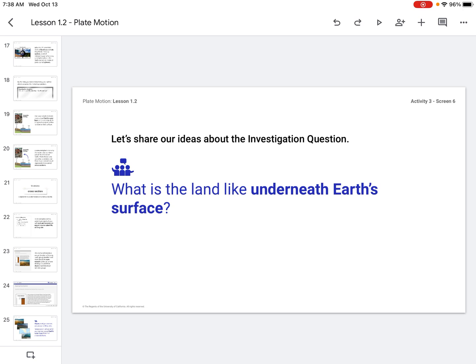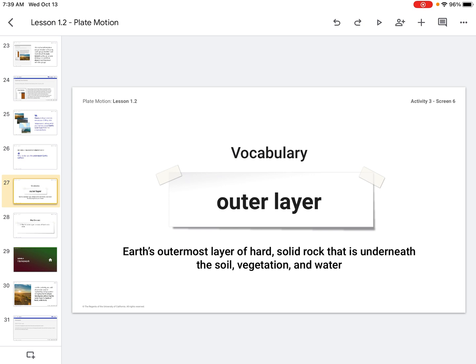And so, what is the land like underneath Earth's surface? I hope you say, underneath the surface of the Earth, the Earth's outer layer is hard, solid rock. Here's that vocabulary word, outer layer. Outer layer is Earth's outermost layer of hard, solid rock that is underneath the soil, vegetation, and water.